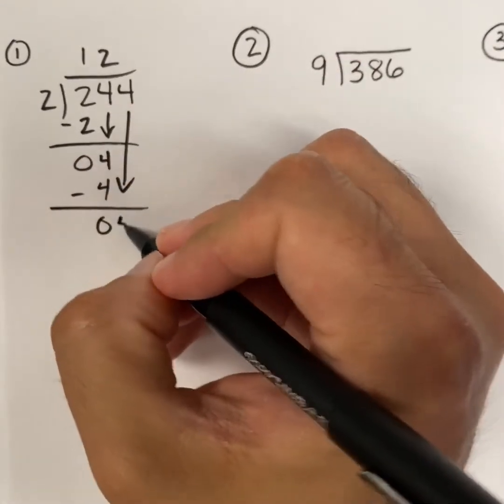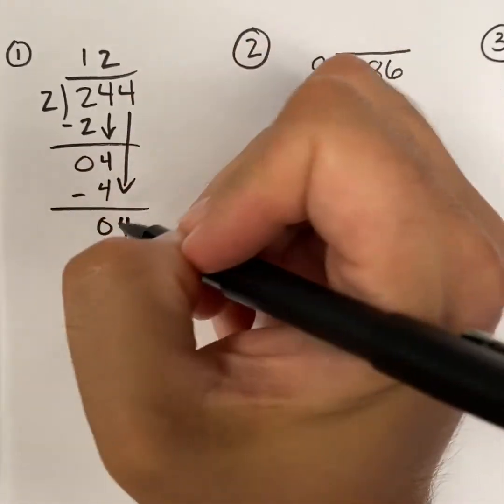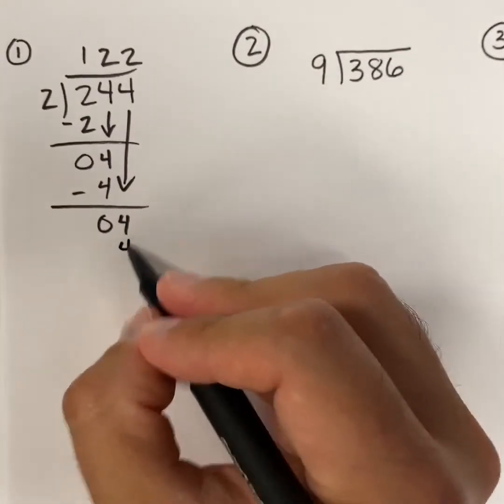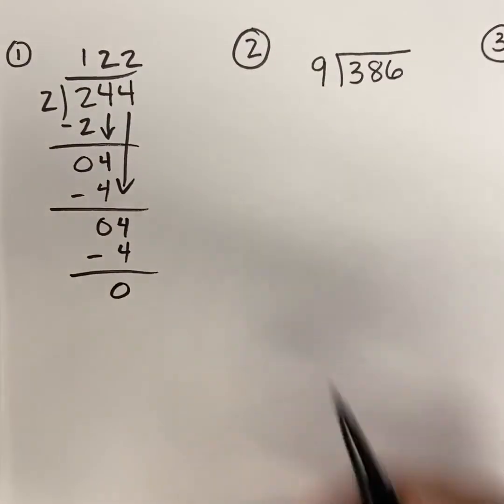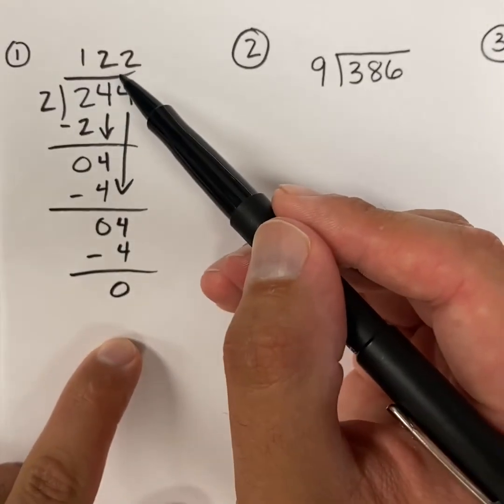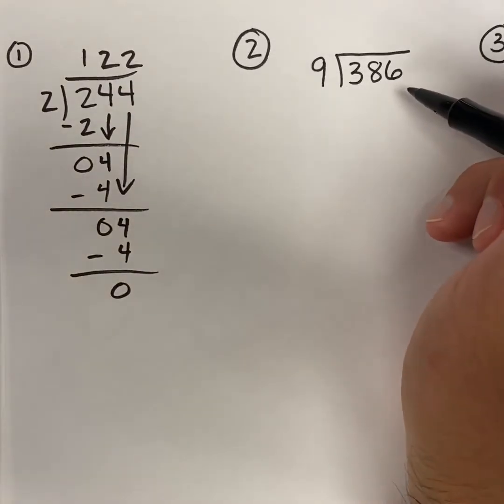Okay, we bring down our 4. 2 times what would be 4? 2. Okay, 2 times 2 is 4. Subtract. 0. Here we're left with no remainder. Our answer is just 122. On to the second problem.